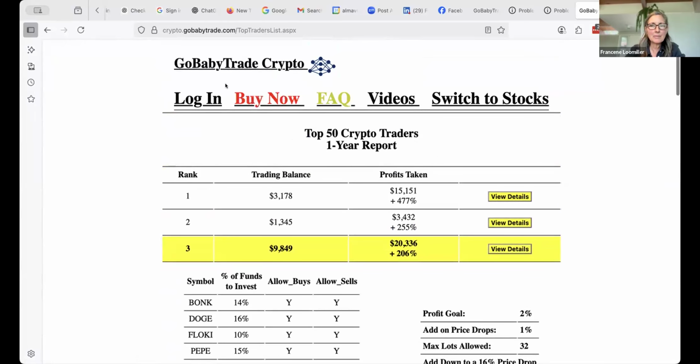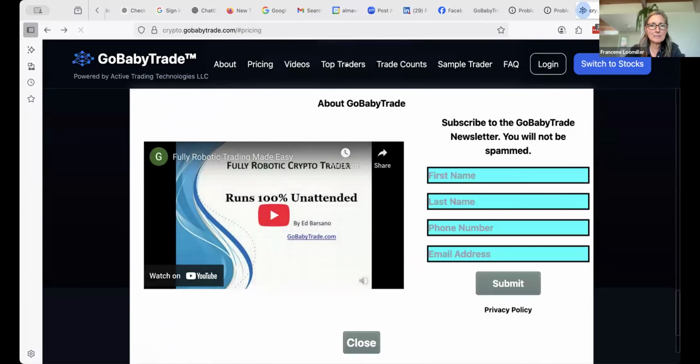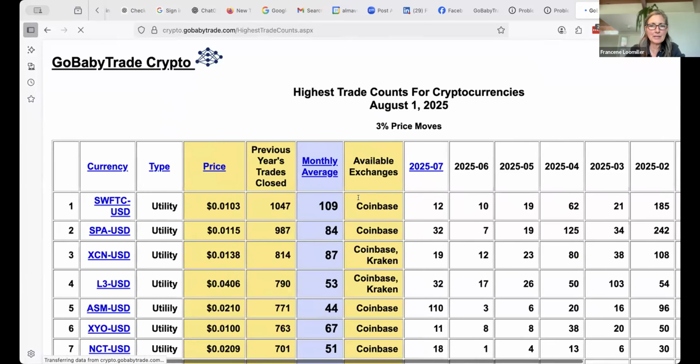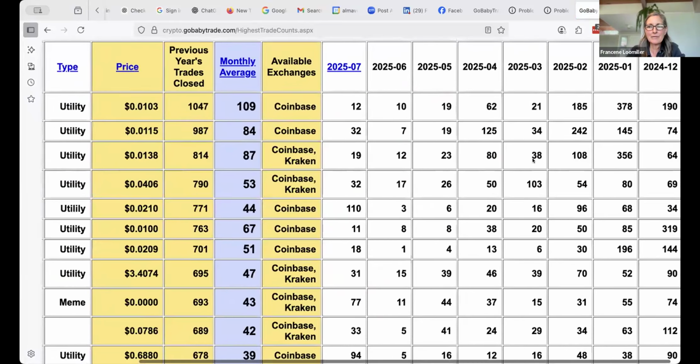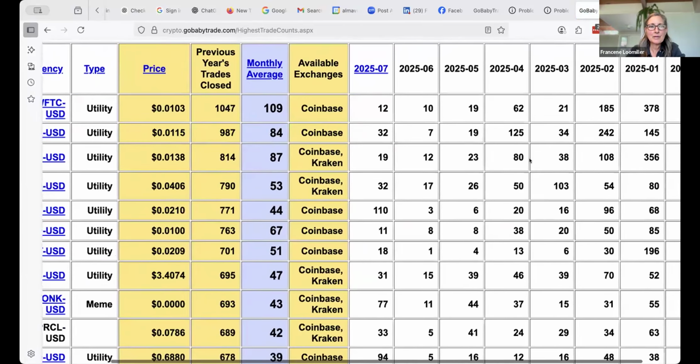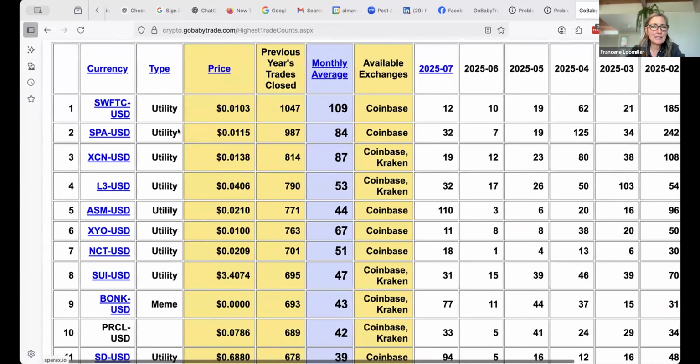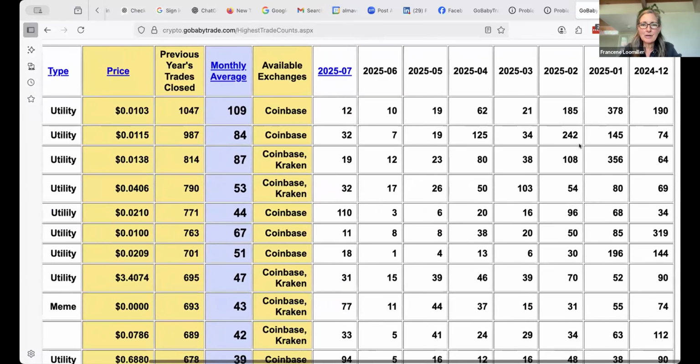And then if you go back to the main page, we have the trade count report as well. This tells you per month, if you go back in these columns over here, you can see the average amount of trades. So we can see this SPA, for example. There's the current price. It had 987 trades last year based on the parameters of the autotrader. This report is based on up or down 2% moves. We adjusted it to be up or down 3%. But anyway, that just gives you an idea of the trade activity.